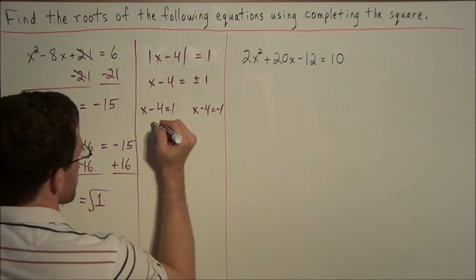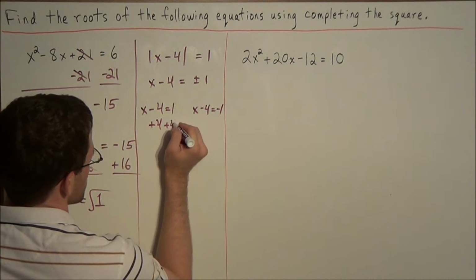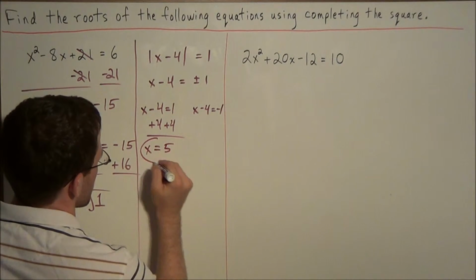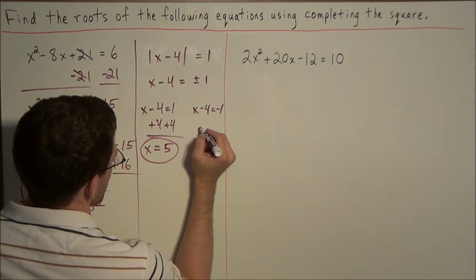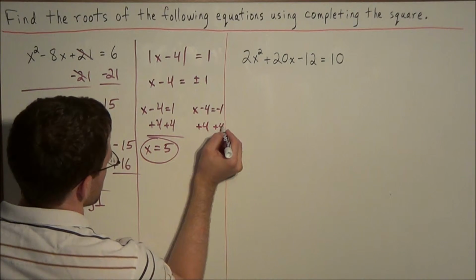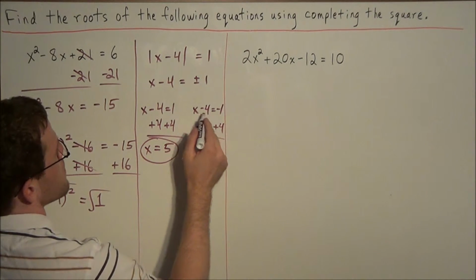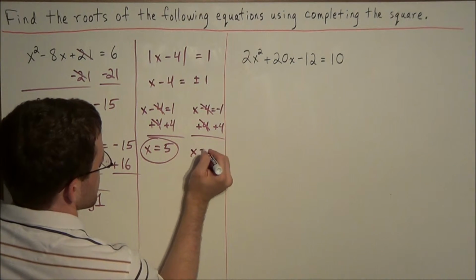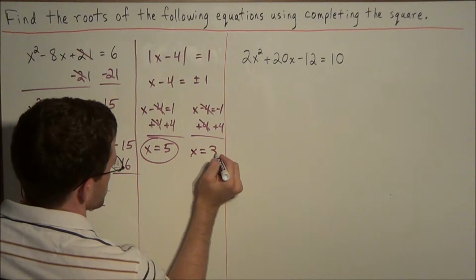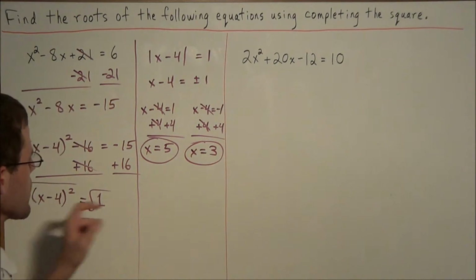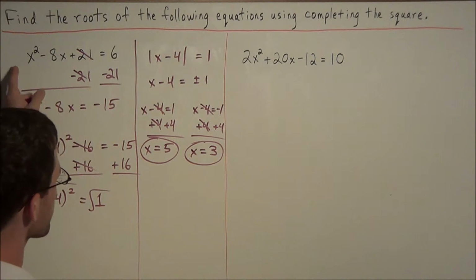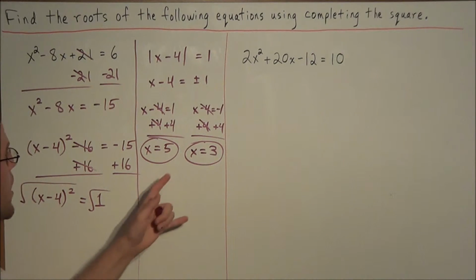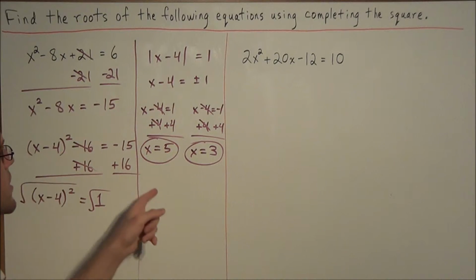To solve the first equation, we're going to add 4 to both sides. And we have x equals 1 plus 4 is 5. And then to solve the second equation, we're also going to add 4 to both sides. But then we have x equals negative 1 plus 4 is positive 3. So for the first equation, our roots are x equals 5 and x equals positive 3. And you could go ahead and plug these back in to check that they are valid.